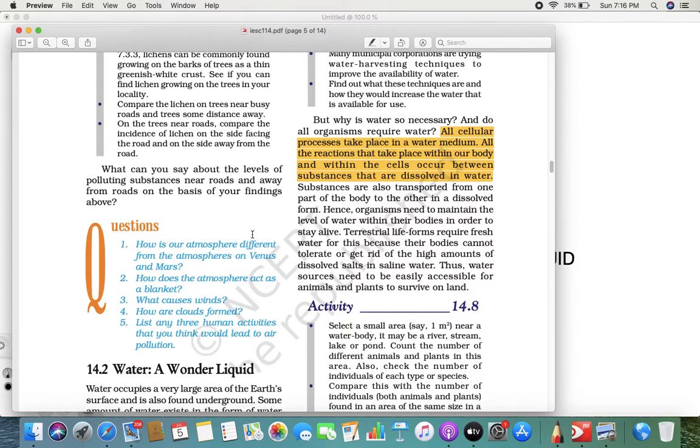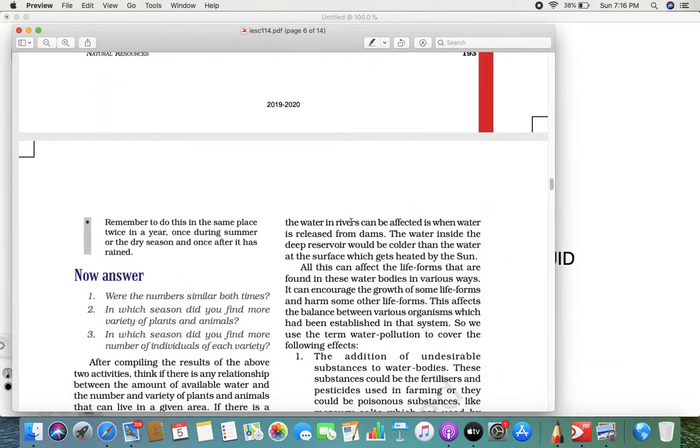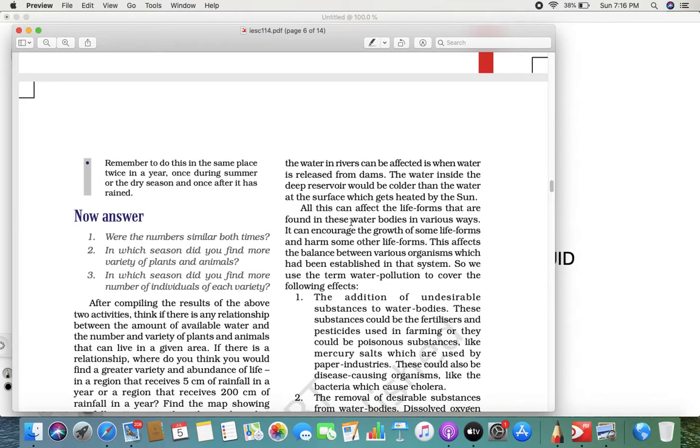If you take a lot of salt in your body, your blood pressure gets increased. Not just us, the animals and plants and everyone cannot survive in a lot of saline water. So we require fresh water to do this. That's why we call water a wonderful liquid.